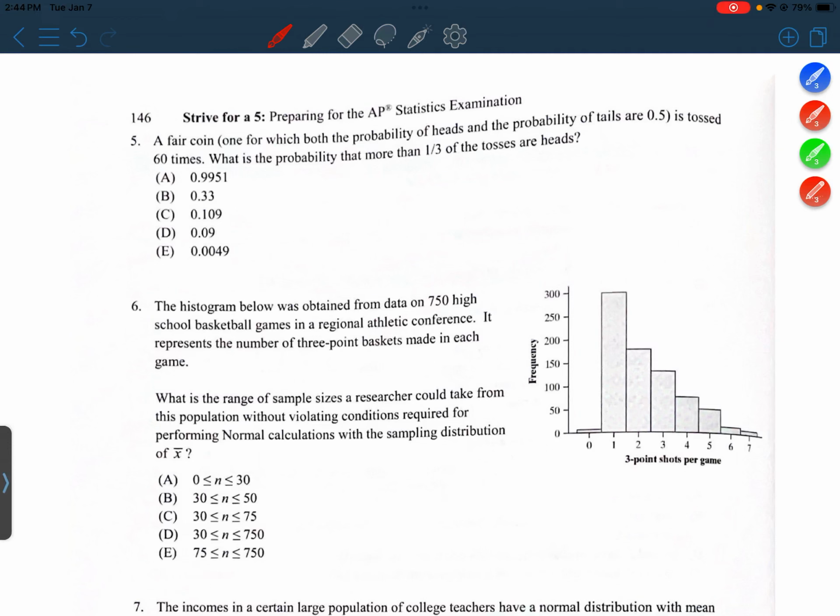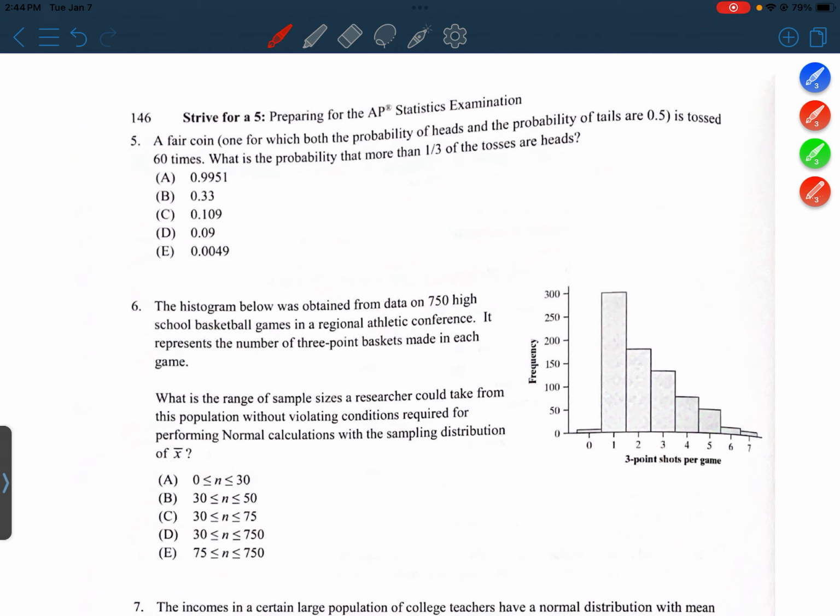Question 5. A fair coin, one for which both the probability of heads and the probability of tails are 0.5, is tossed 60 times. What is the probability that more than 1/3 of the tosses are heads?